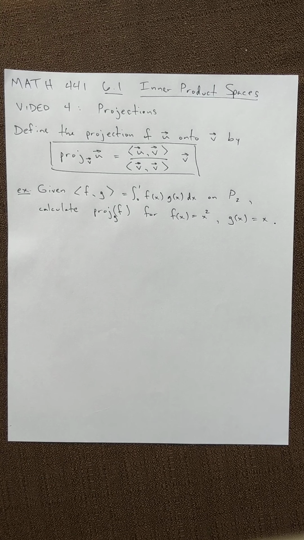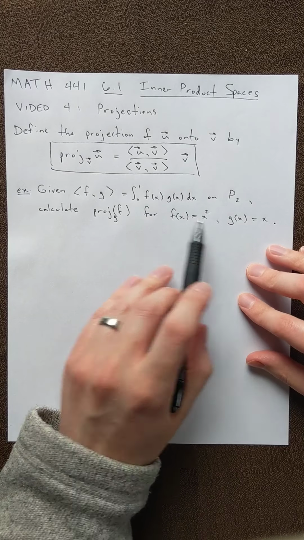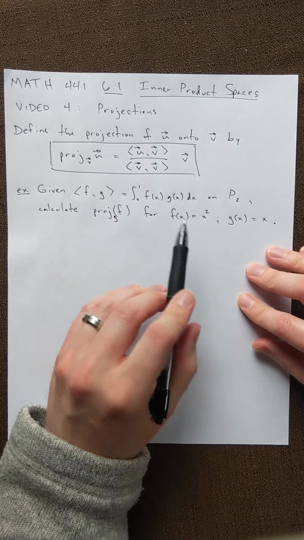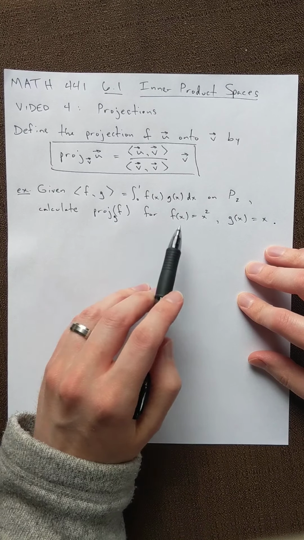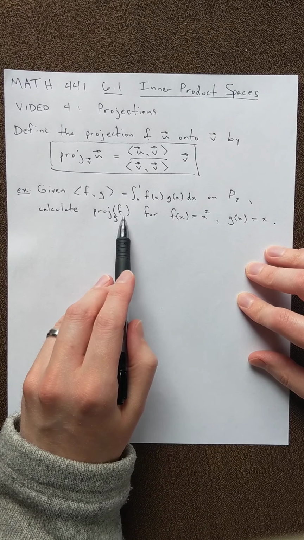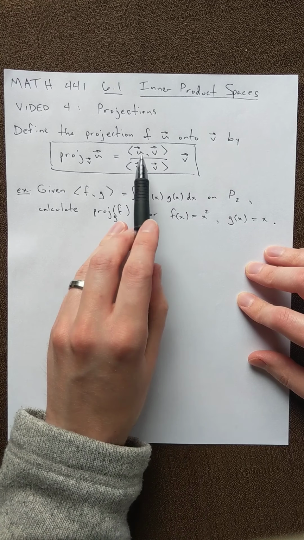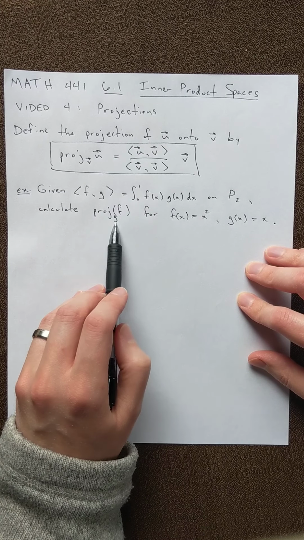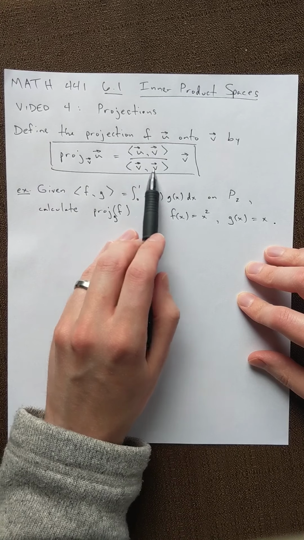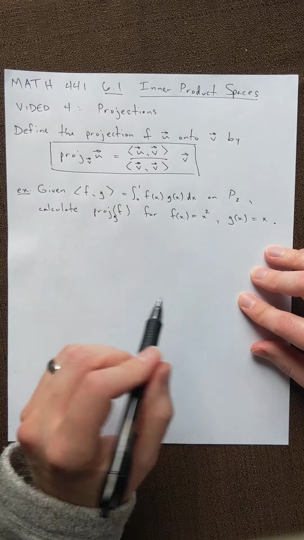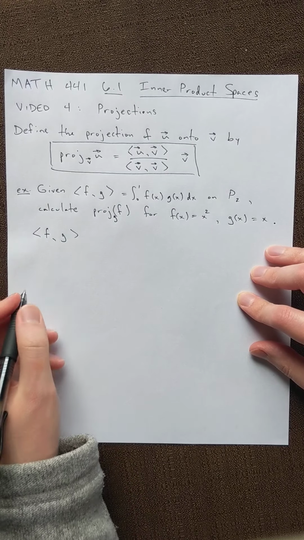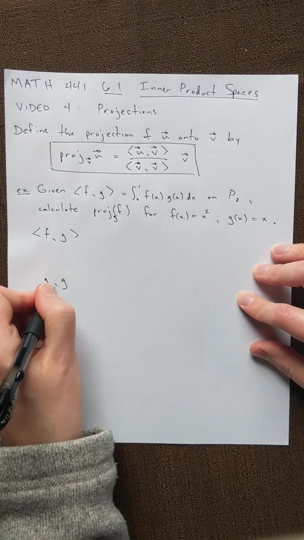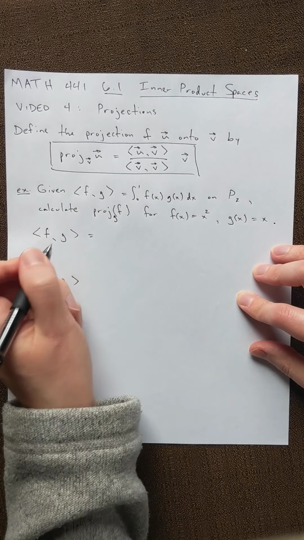So I'm going to try an example: calculate the projection of x squared onto x, using the same inner product I've been using the last couple of videos. In order to do this, I'm going to need to find the inner products. Let's see, f onto g, so we need the inner product of f with g, and the one on the bottom is the inner product of g with itself. I'll go ahead and calculate those.